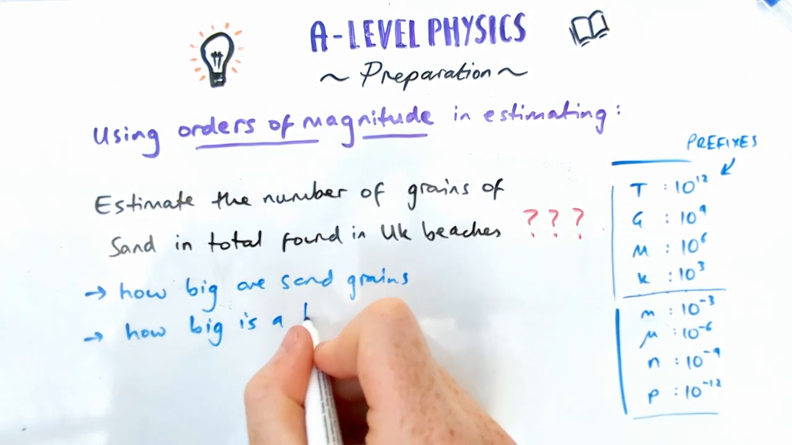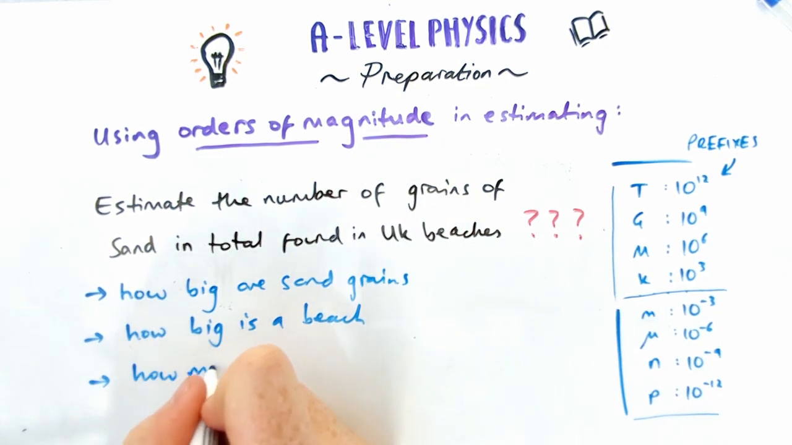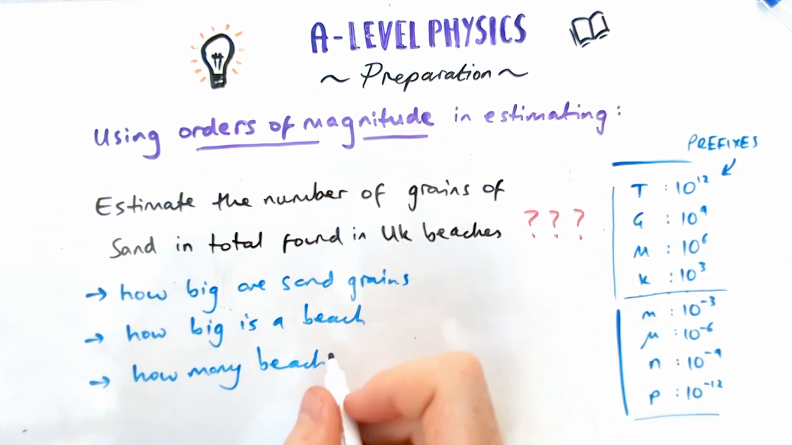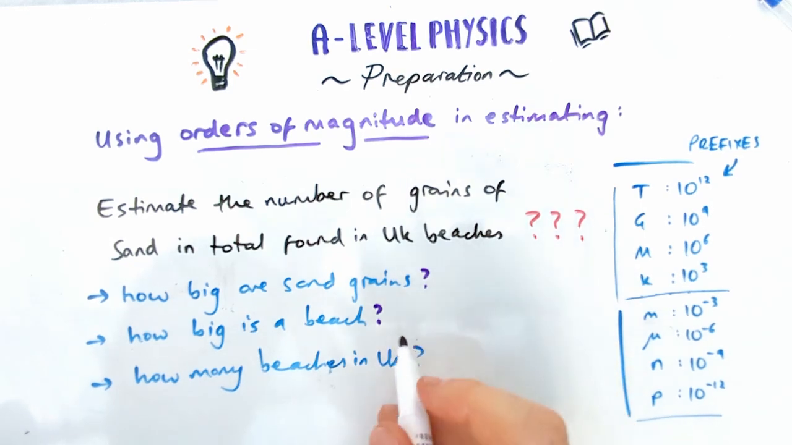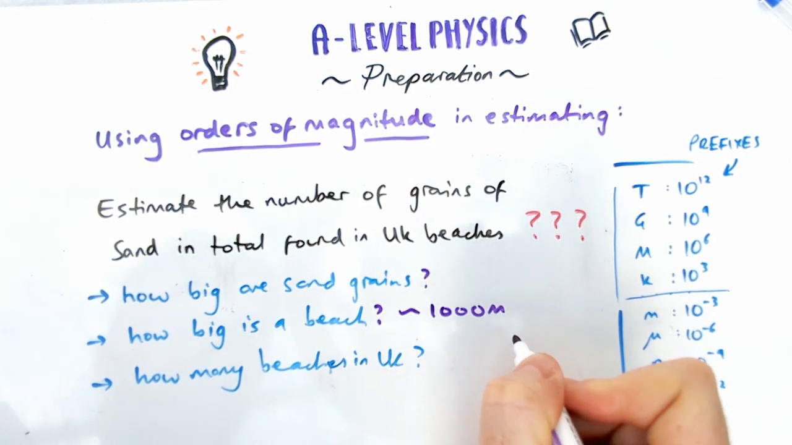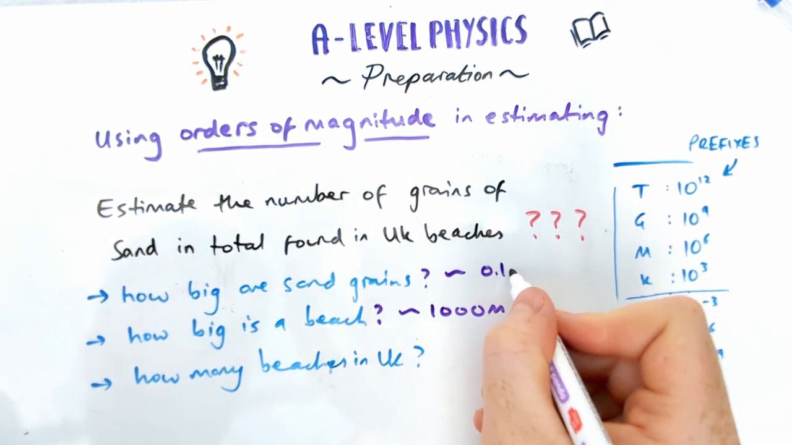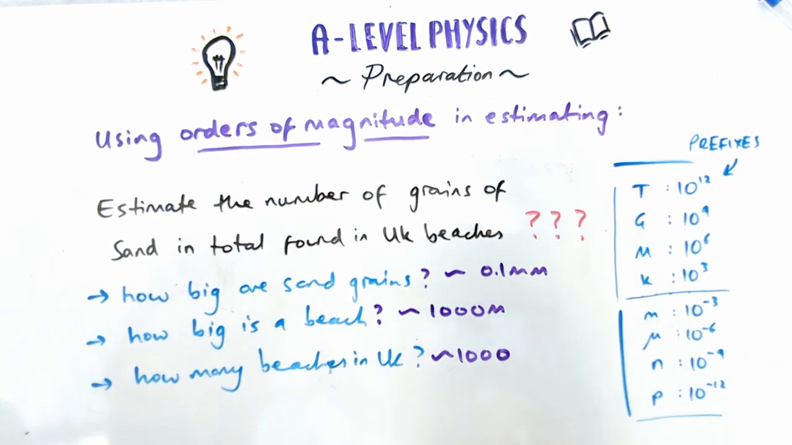So we need to answer a couple of questions to be able to do this. Number one is how big are sand grains? Number 2, how big is a beach? And number 3, how many beaches are there in the UK? Now, this first assumption is possibly the most controversial, because grains of sand can be any size, and obviously it depends on the beach you go on. But for the sake of argument here, we'll say they're about 0.1 millimeters.